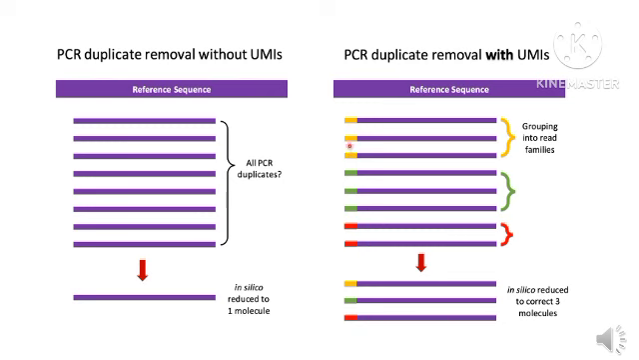So UMI 1, 2, 3. These will be grouped according to the UMI signature. So this bundle is for one molecule, this bundle is for another molecule, this is for a third molecule. So you are taking three different sequences here which are correct.